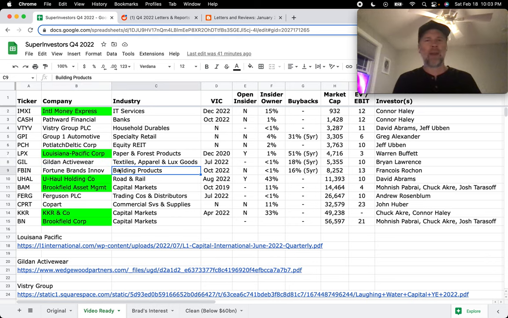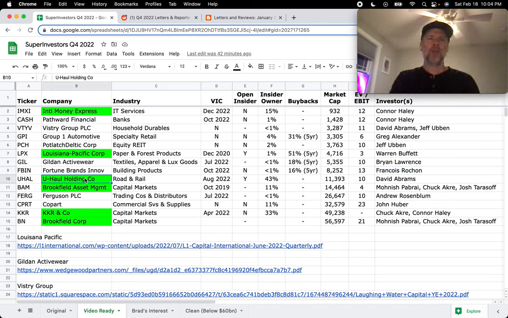Building products, they make a number of different product lines that go into new construction. Again, I don't think the upside was much based on current price, negligible insider ownership, some share buybacks, but not enough to get me too jazzed up about it. Francois Rochon, I think is how you pronounce that, of Giverny Capital. I believe that's his fund.